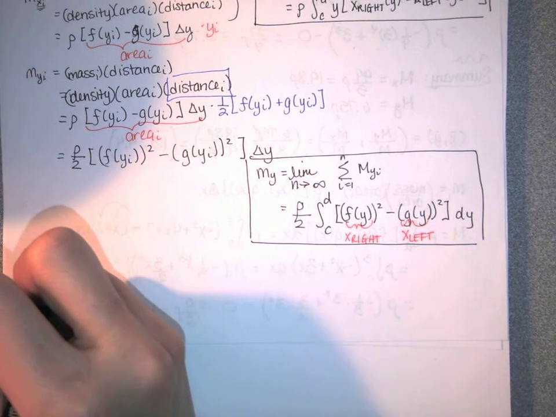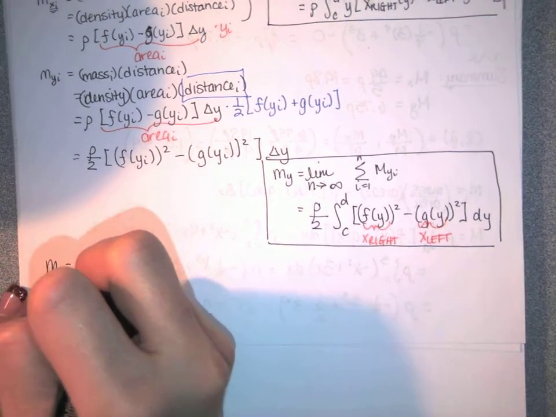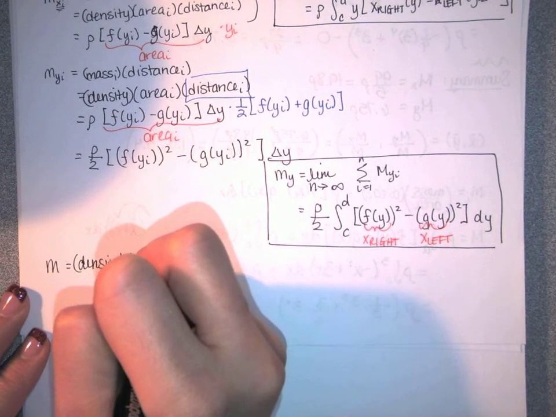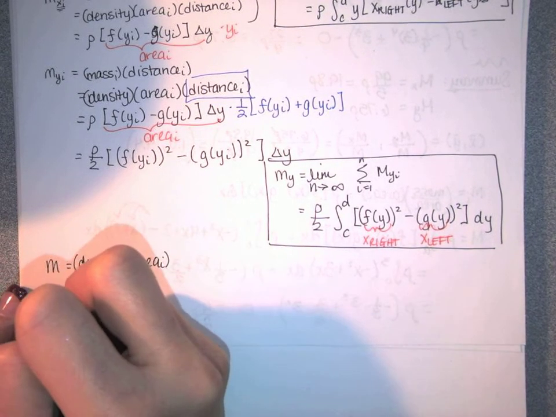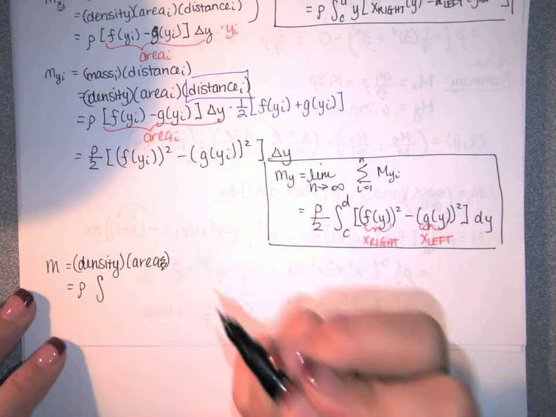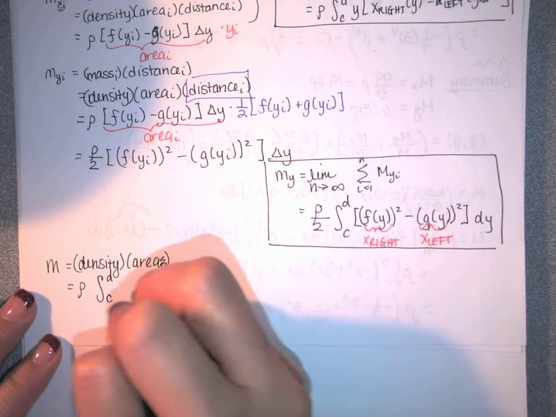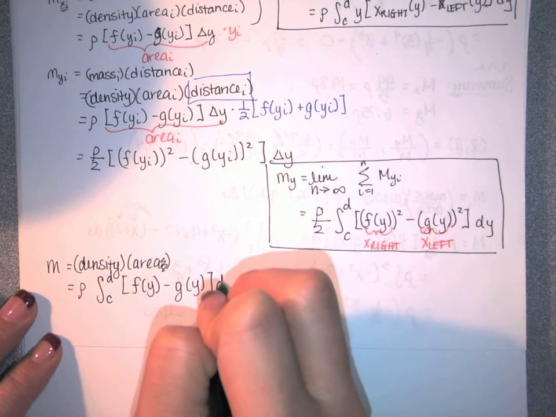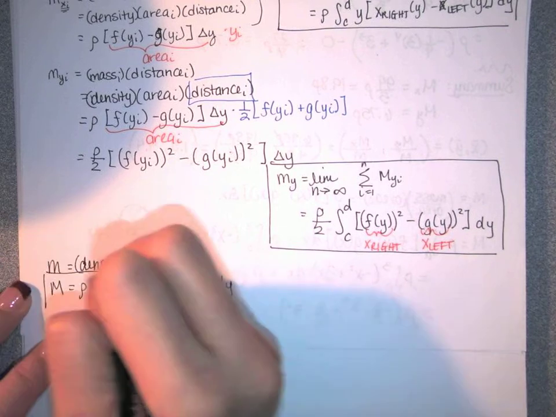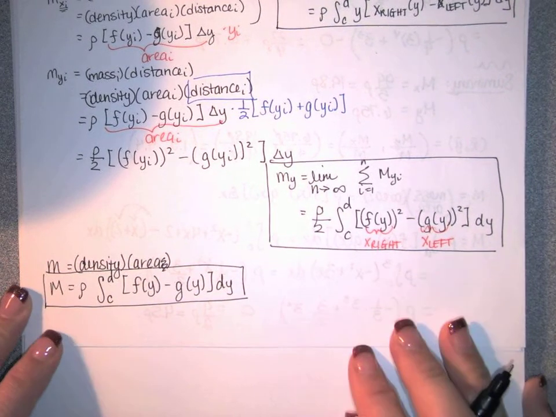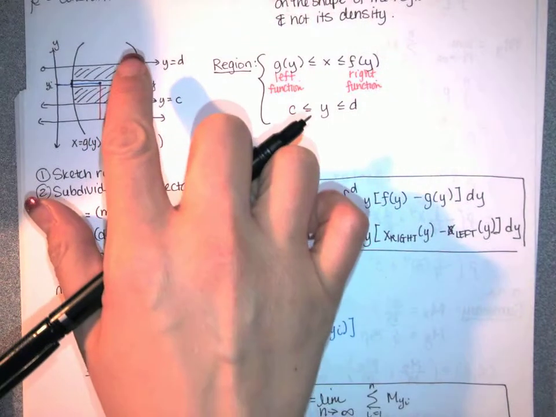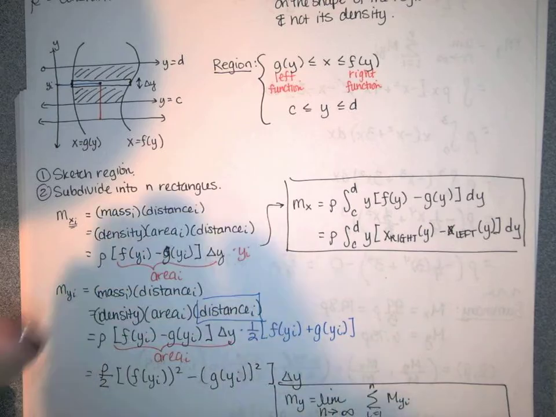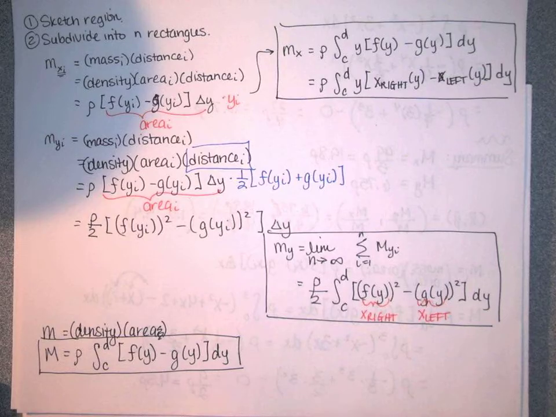Now if I want to find the mass of the lamina, well, that's just going to be density. So it's mass per unit area times area. So I get rho, and the area of the whole thing is going to be the integral from c to d of x on the right minus x on the left dy. Just from what we've studied about the area between two curves. It's the right function minus the left function, because we're taking the larger x values and subtracting the smaller x values. So that's that formula.